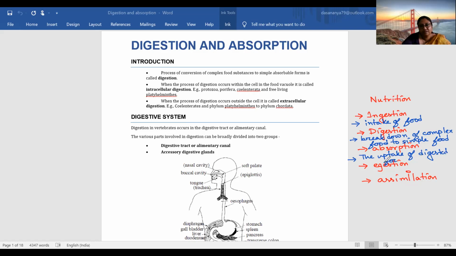What is egestion? Anyone? Ma'am, removal. Removal or throwing out. So removal is a better word. So removal of the undigested, or rather let us not say undigested, parts that cannot be absorbed.